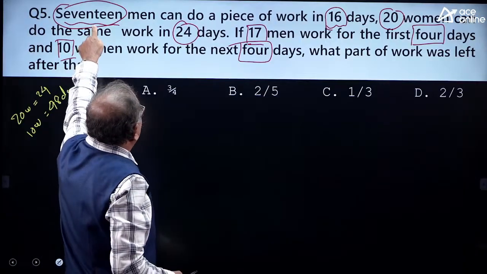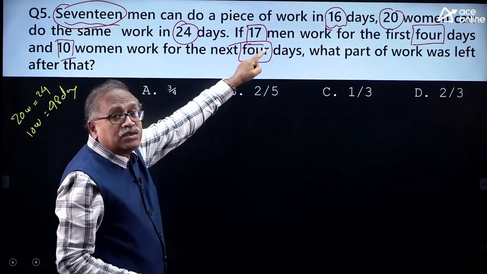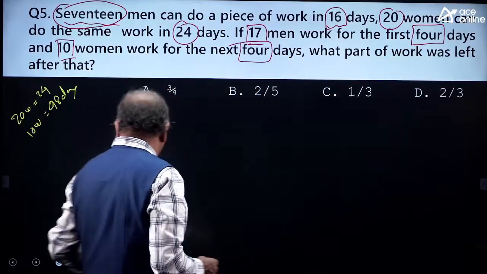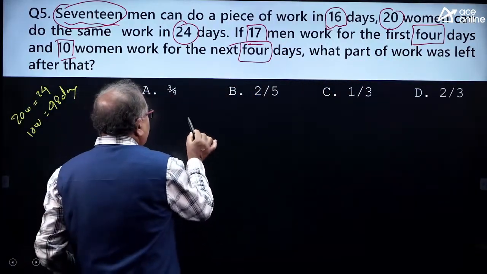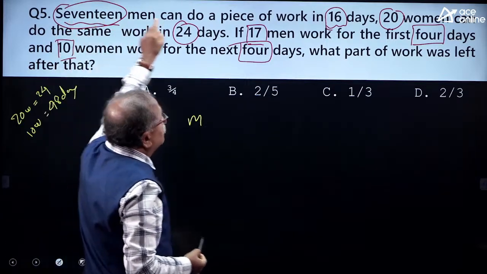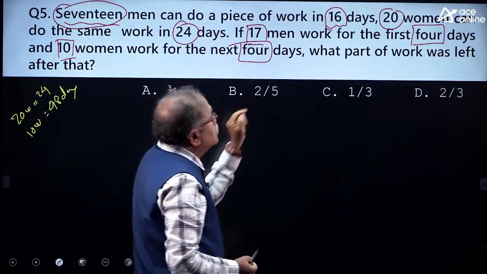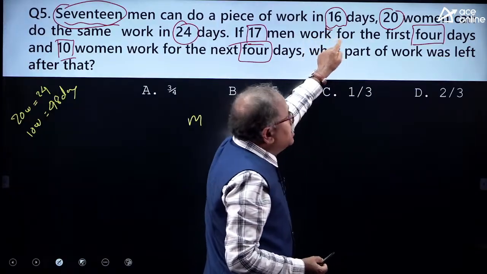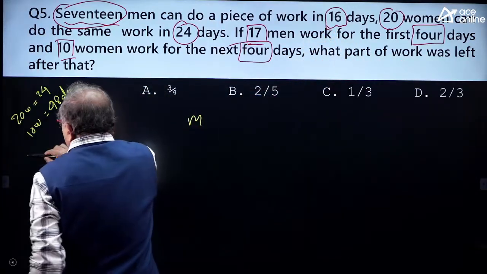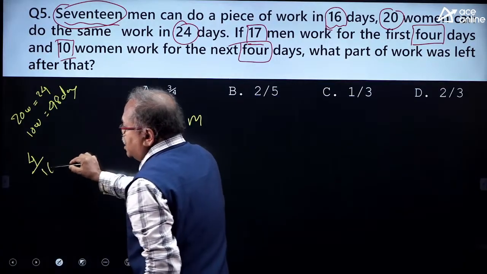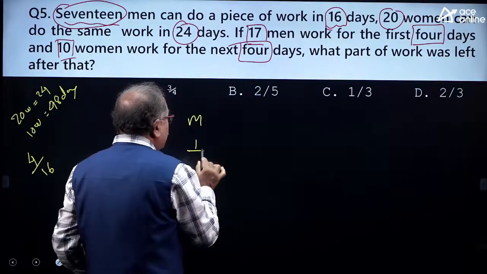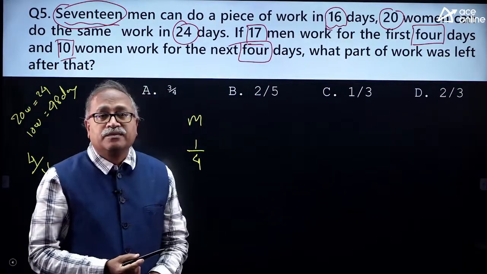The 17 men complete one work in 16 days. These 17 men work for 4 days. So, now, what part of the work did the men complete? 17 men, here also 17 men. 1 by 16, then 4 days will be 4 by 16. And we know that 4 by 16 is nothing but 1/4 of the work. So, the men have completed 1/4 of the work.